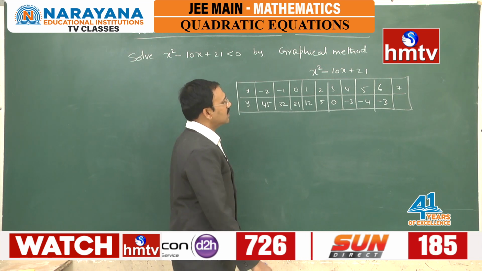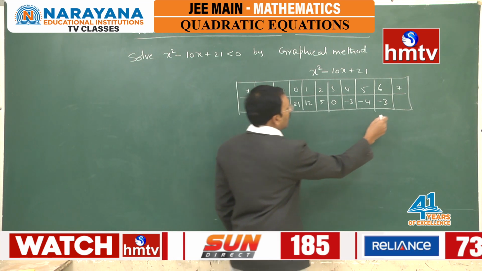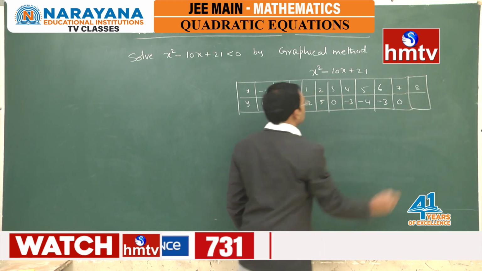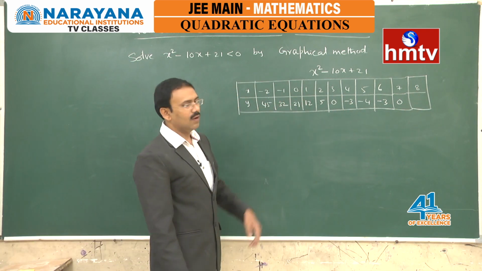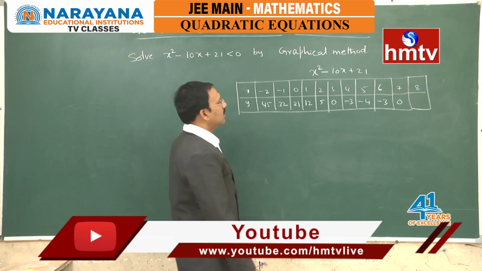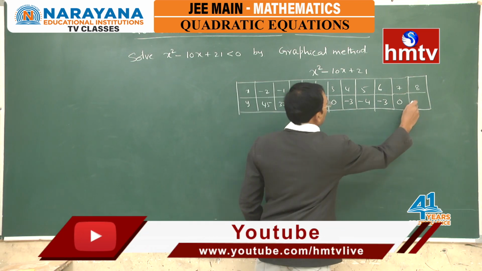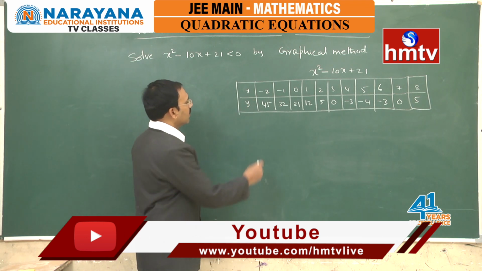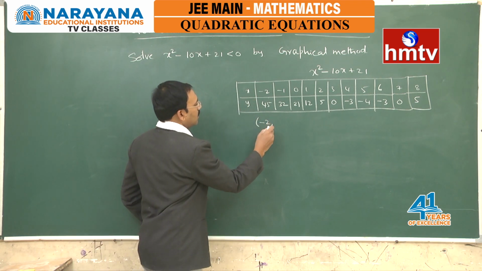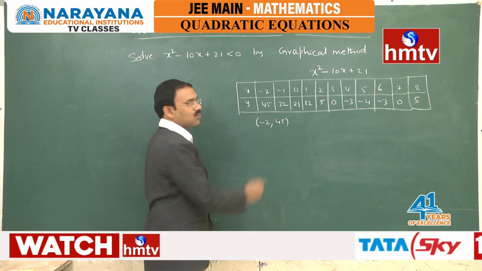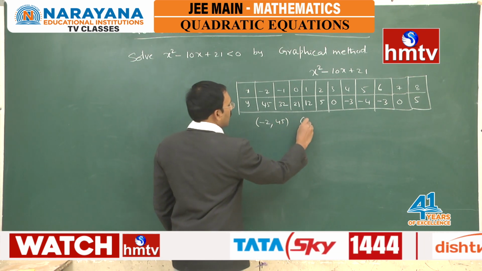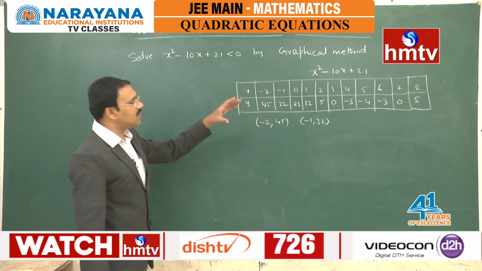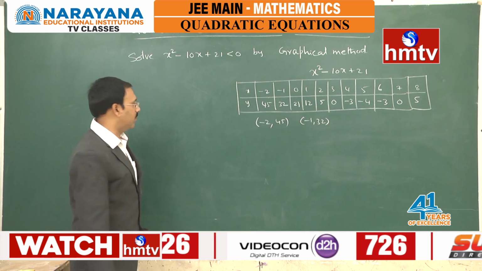And when x is 7, you can observe it as 0. Even if you take x is equal to 8, 64 plus 21, that is 85 minus 80, which is 5. Now, each one can be treated as a point in the xy plane. Minus 2 comma 45, minus 1 comma 32. Likewise, we can treat each case as a point in the xy plane.